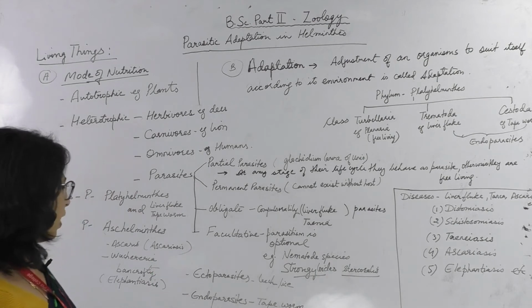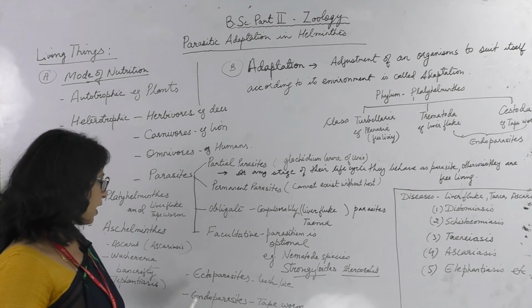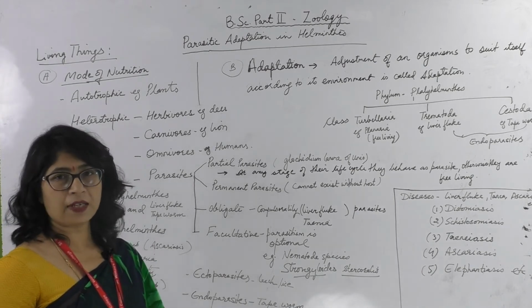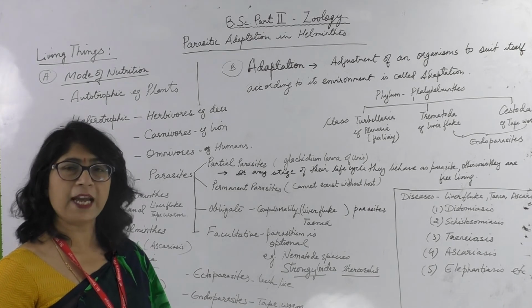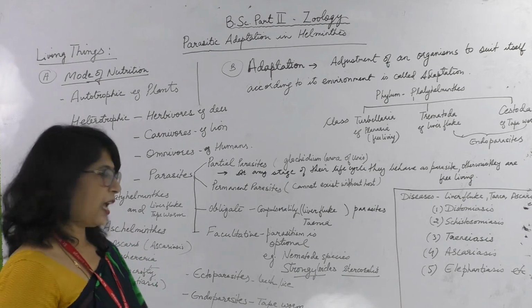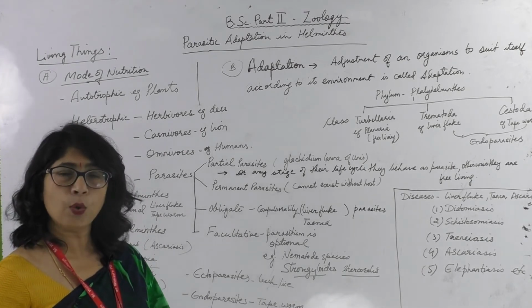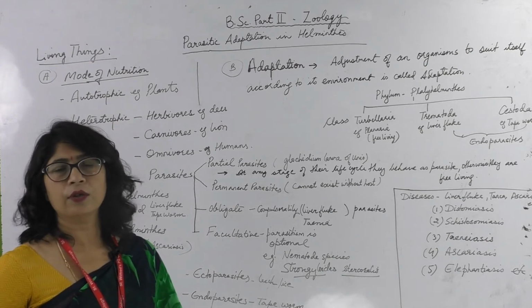The parasites are also termed as ectoparasites or endoparasites. Ectoparasites are those parasites which inhabit the host from outside. Ecto means outside. And endoparasites are those parasites that inhabit inside the host. They inhabit the liver or the internal organs of the host.